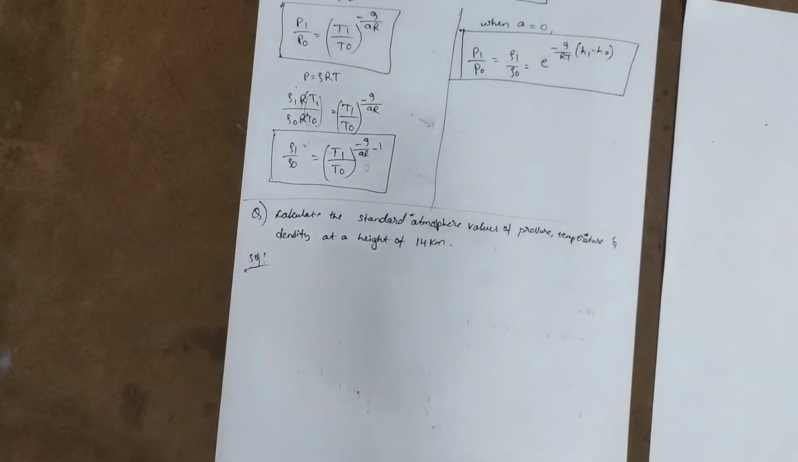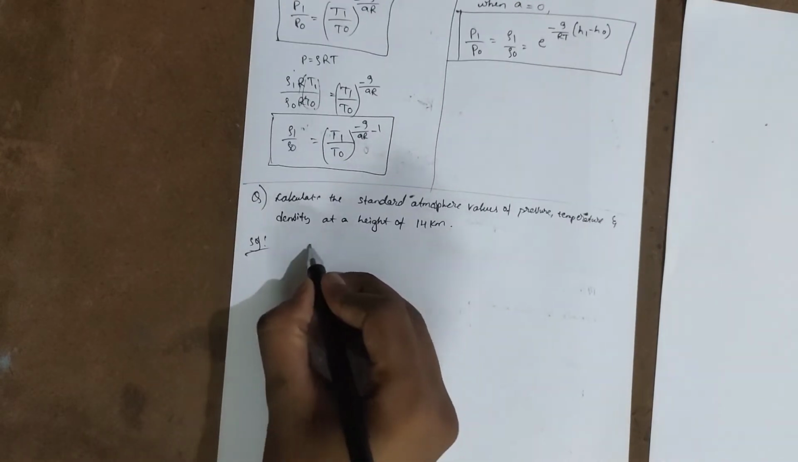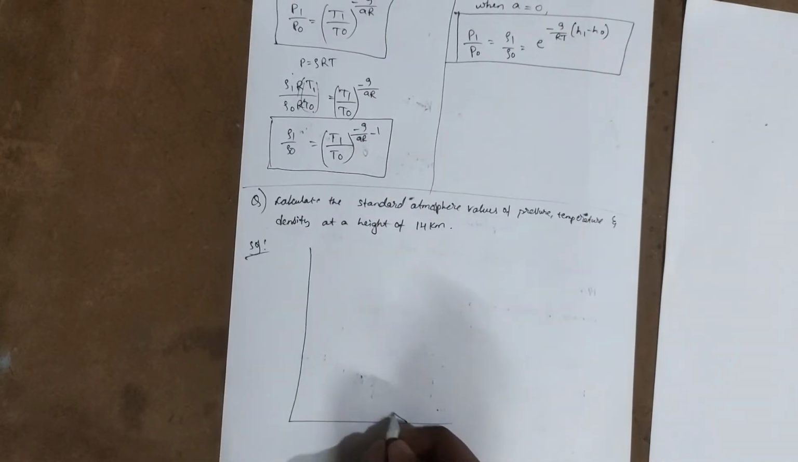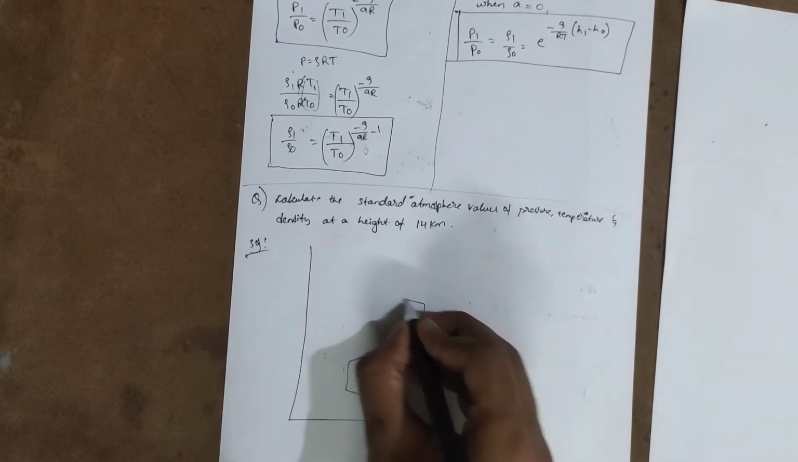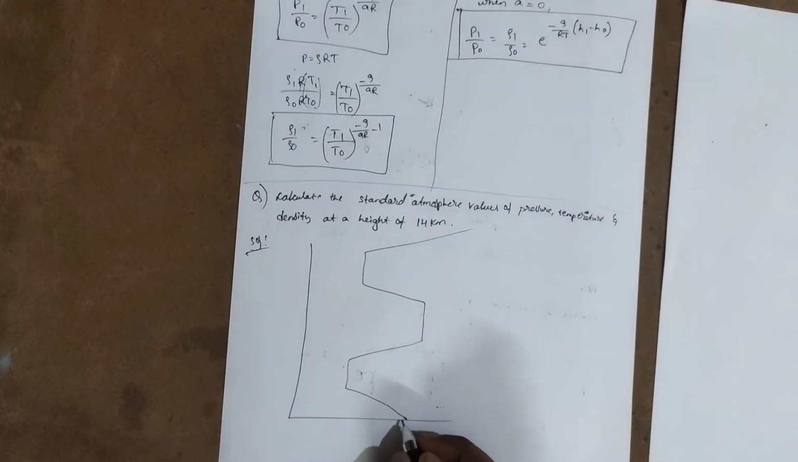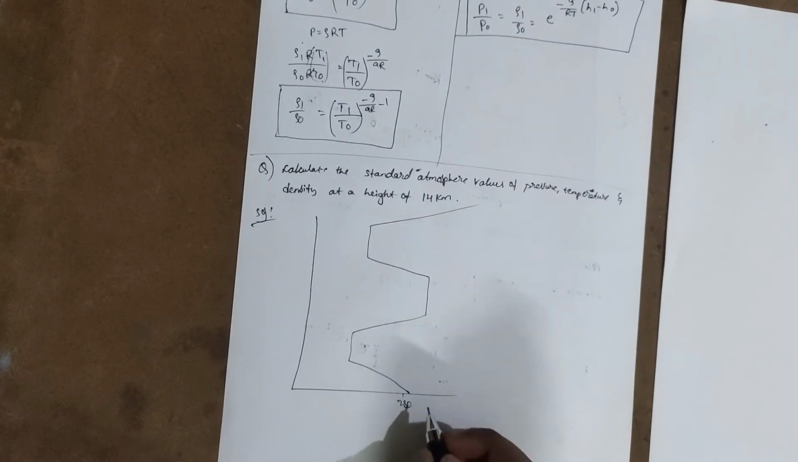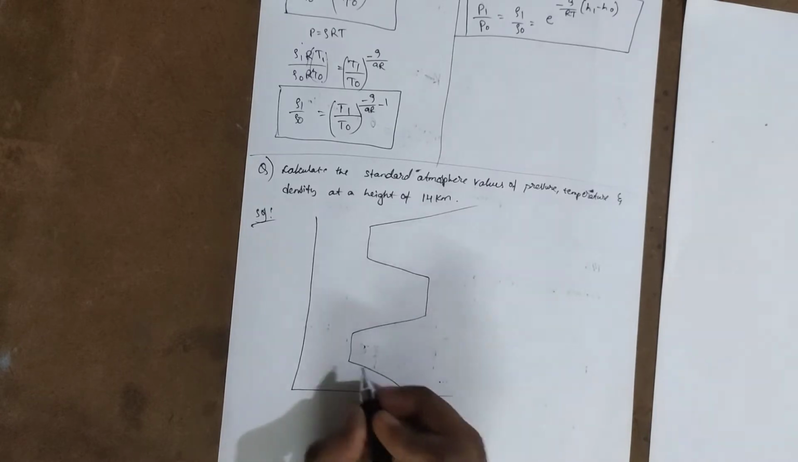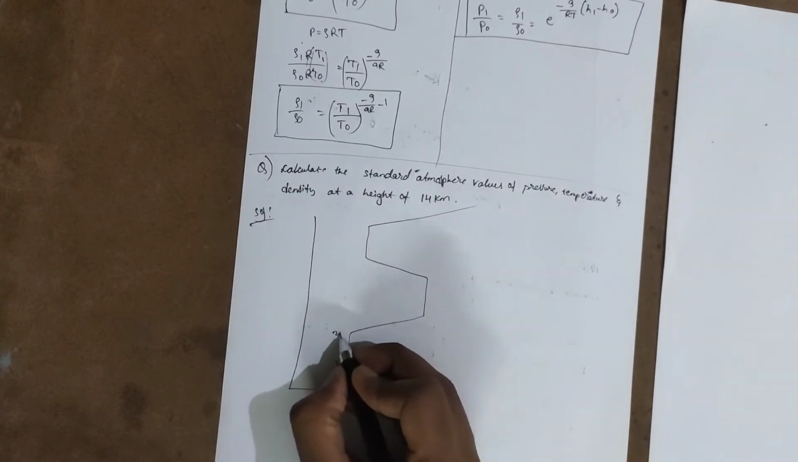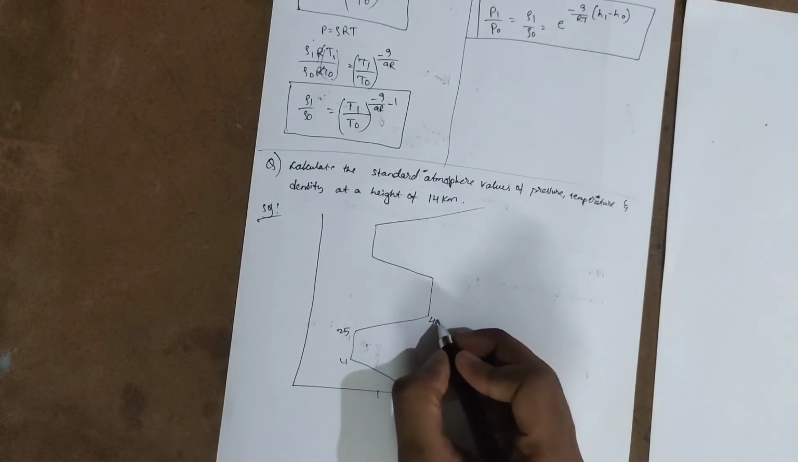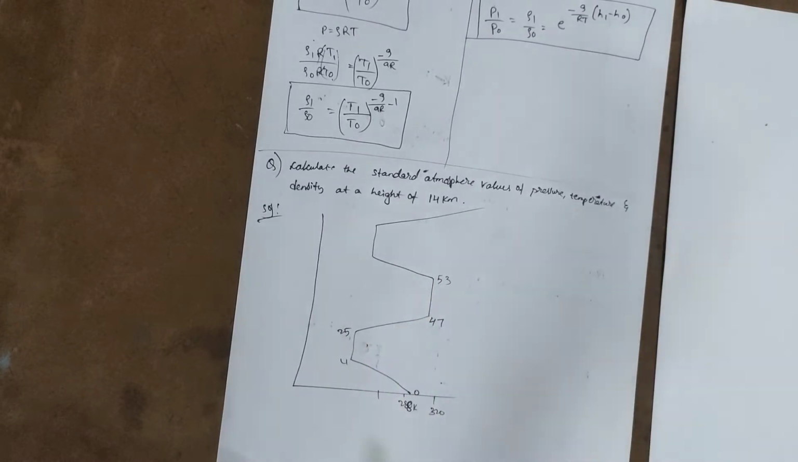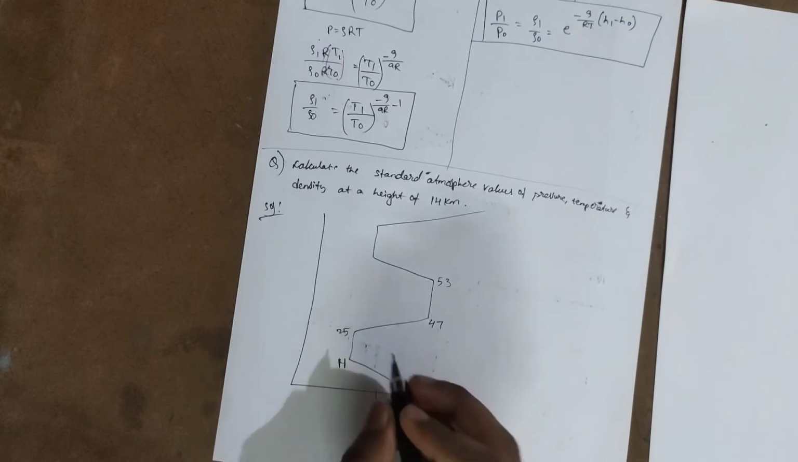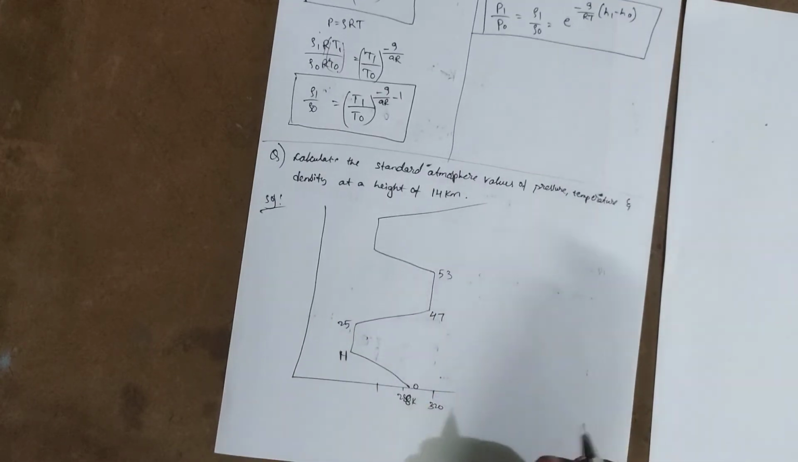So the first thing is we need to draw that graph for better understanding of the problem. So we'll draw the basic graph for that. This region will have 288 Kelvin and 0, 11, 25, 47, 53, etc. Since we were asked with 14 kilometers, up to here is enough.